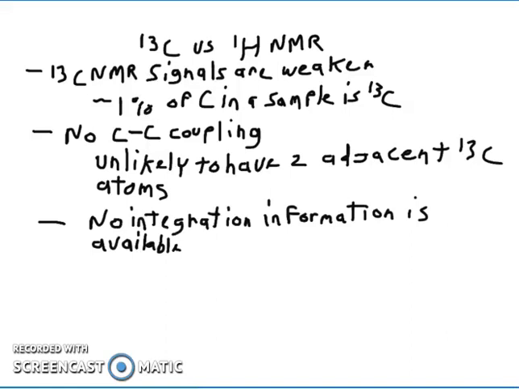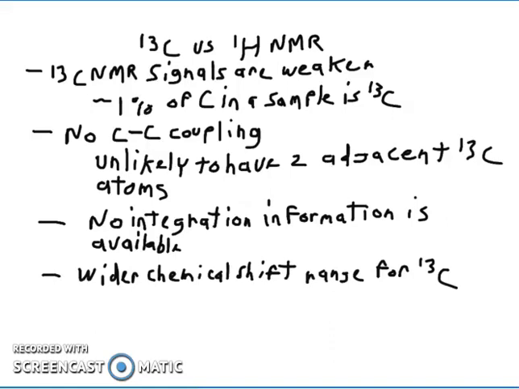Another difference is that there's no integration information available. Because of the way that the carbon-13 NMR spectrum is collected, and I don't want to get into the details of that right now, we cannot look at the area underneath the peaks and say that there are two of this type of carbon and one of that type of carbon and so on, similar to the way we do with a hydrogen NMR spectrum.